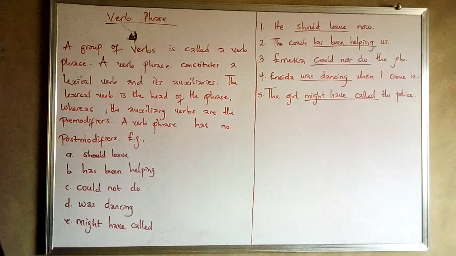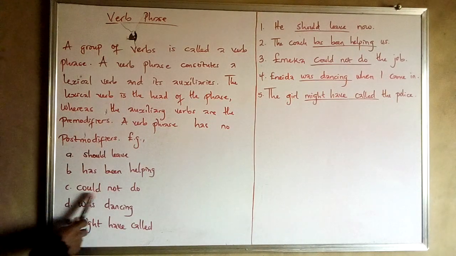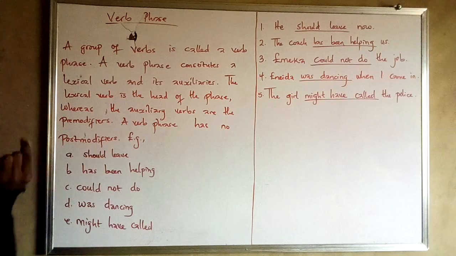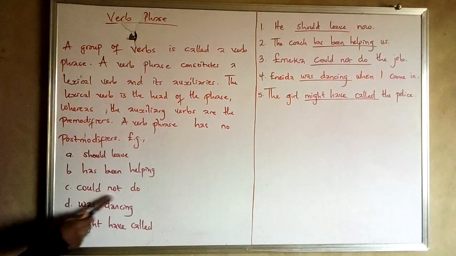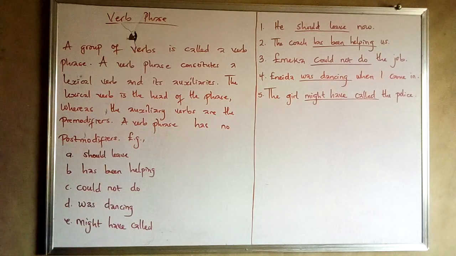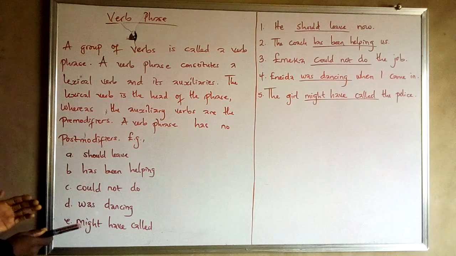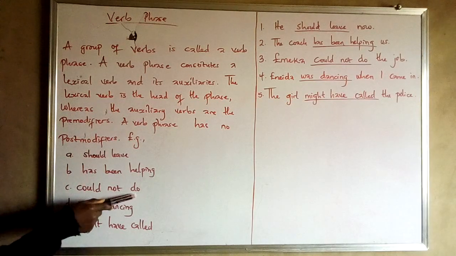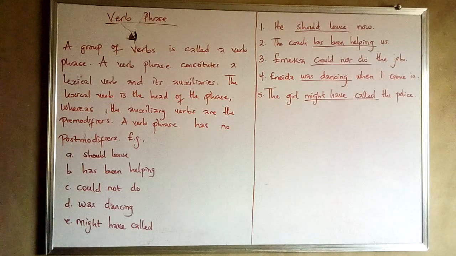Here we have could not do. Do is a lexical verb, which is also the head of the phrase. Why could not here? Could not here is acting as a single unit because not is not a verb, not is an adverb used for negating verbs. So in this case, could not is acting as a single unit. And it is also acting as a premodifier because it is an auxiliary verb, a modal auxiliary verb, acting as a premodifier to the head of this phrase. So together, this expression is a verb phrase.